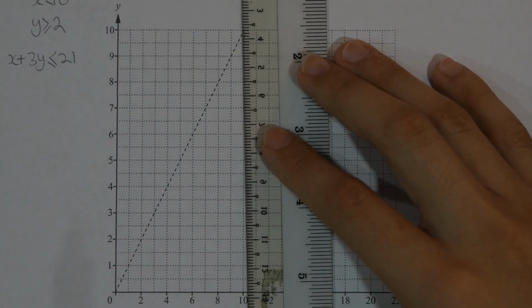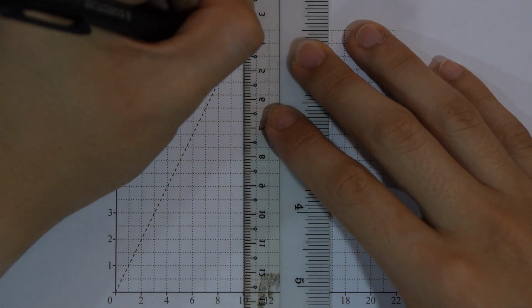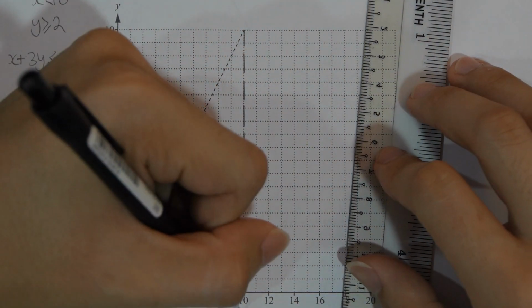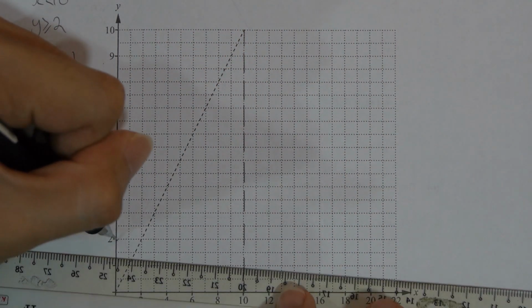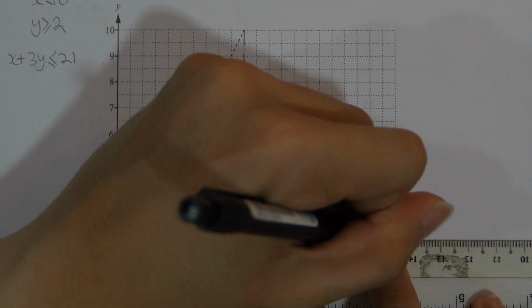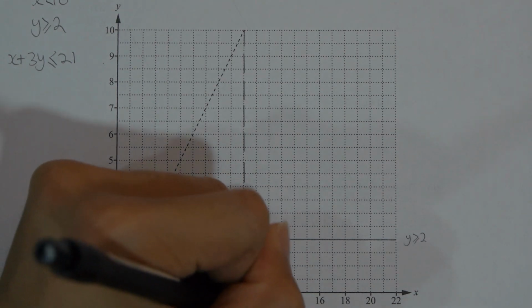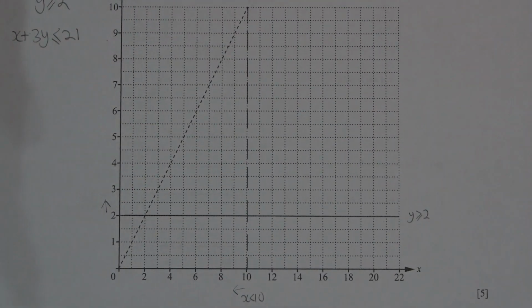Now with the 3 inequalities that were given, you're able to draw out the graph to find the ratio. So for x plus 3y less than or equal to 21, you're required to set 2 points so that you can draw out the lines.